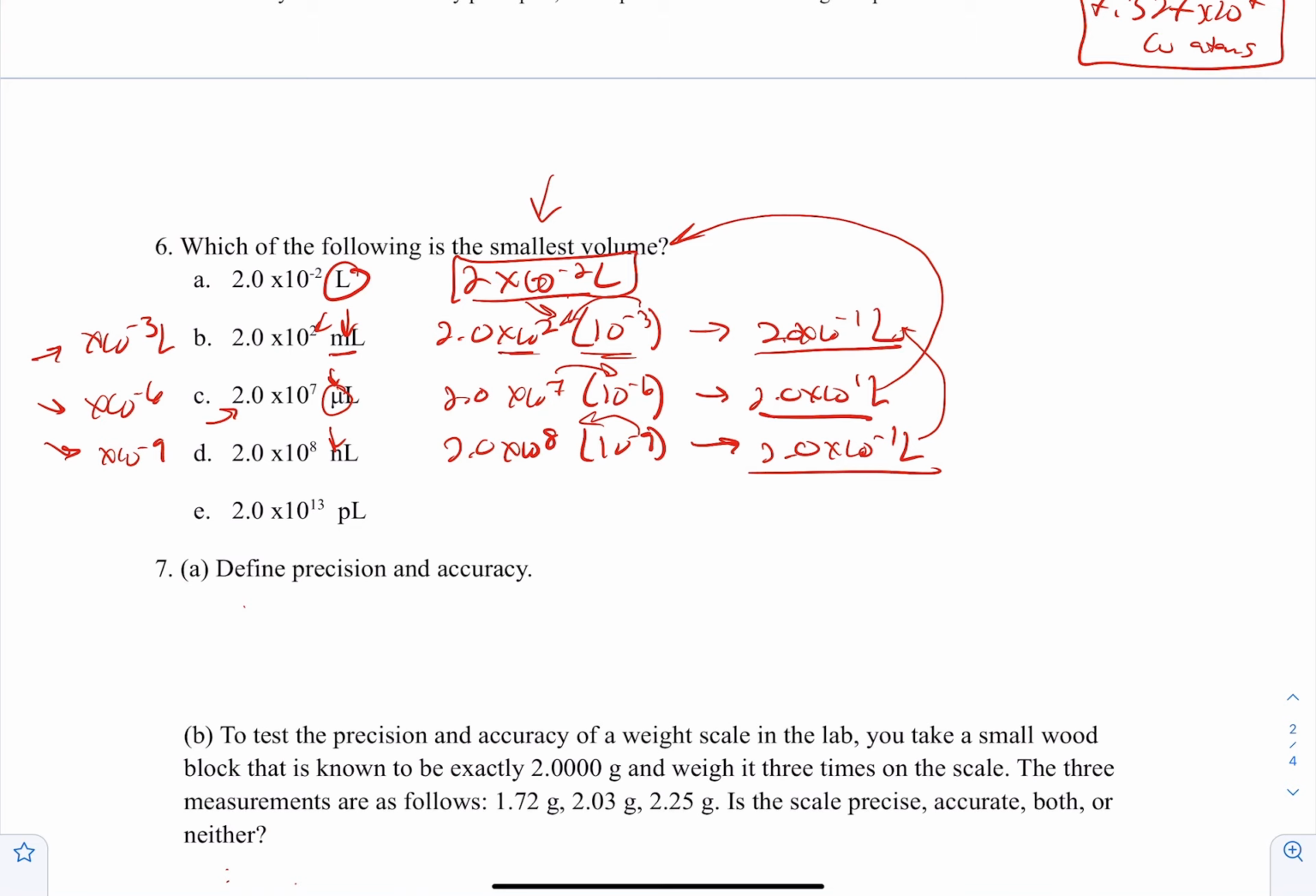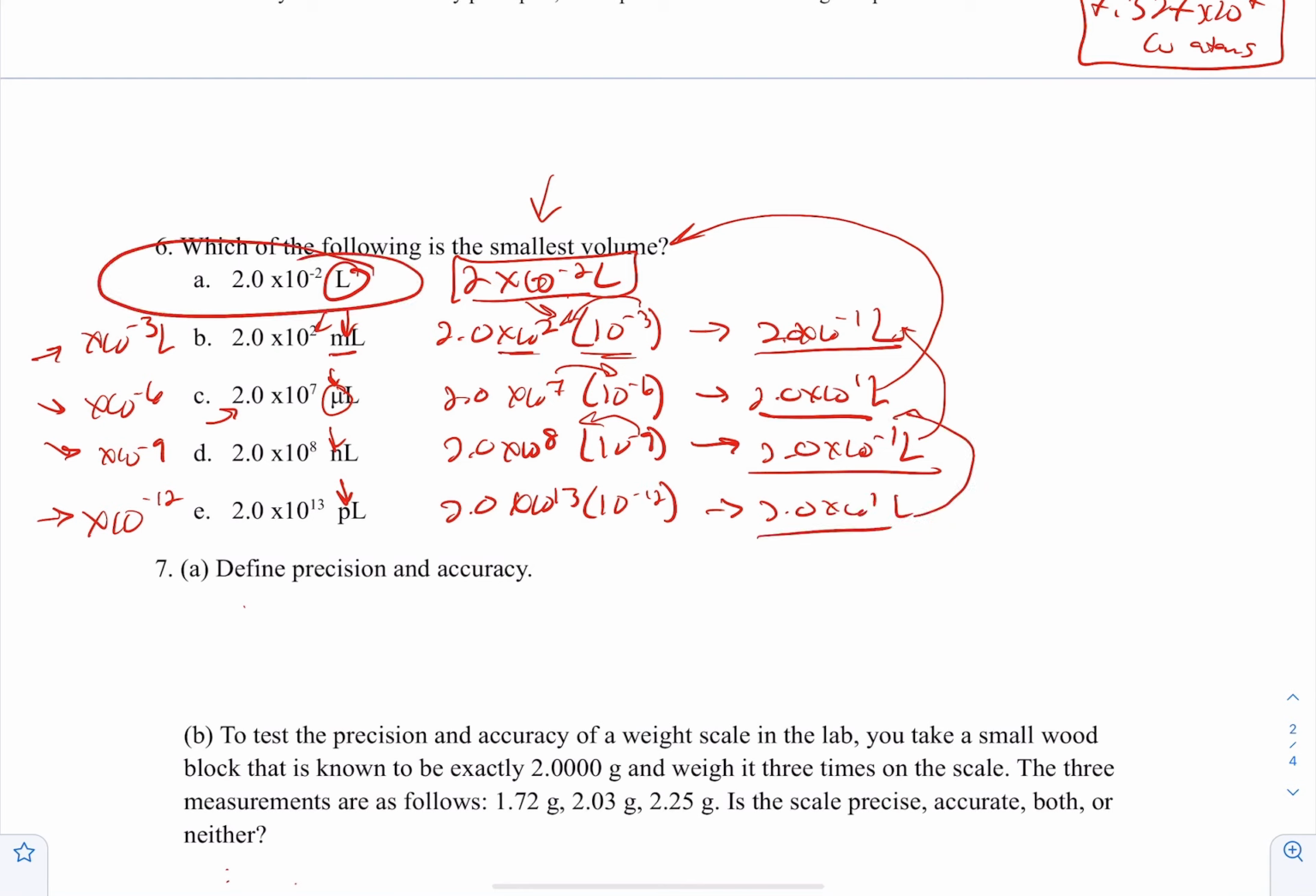Lastly, we've got these picoliters. I actually don't know what that value would be. Anyway, 1 times 10 to the 12th picoliters would be a liter. Okay, so we're going to multiply these together. 2.0 times 10 to the 13th times 10 to the negative 12th. That equals 2.0 times 10 to the 1st. That's actually the same as C. So actually A is going to be the answer here.